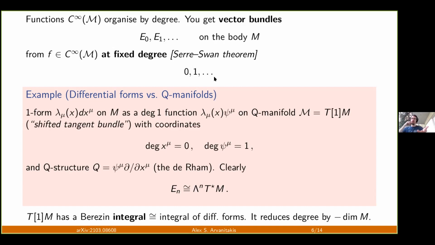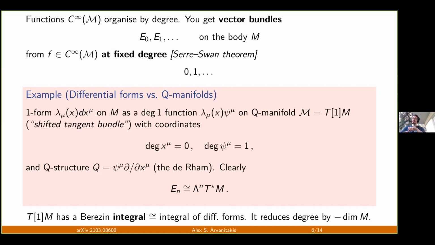In fact, secretly, we're all familiar with how this works, because differential forms form a Q manifold. It doesn't have a symplectic structure. So how do you view a differential form as a function on a supermanifold? Well, you write it out in coordinates, and then you convert the coordinate differentials dx to fermions c. And then you say, the original coordinates on the underlying ordinary manifold have degree 0, and the new coordinates have degree 1. And then the Q structure is the de Rham differential. And we see that the space of functions at fixed degree n is just the differential forms of rank n in this case.